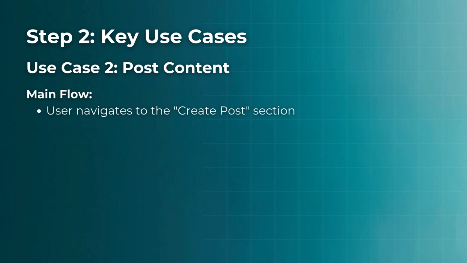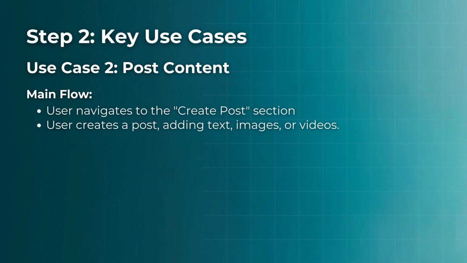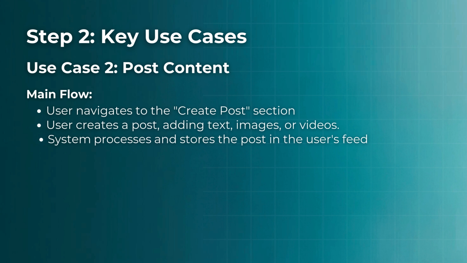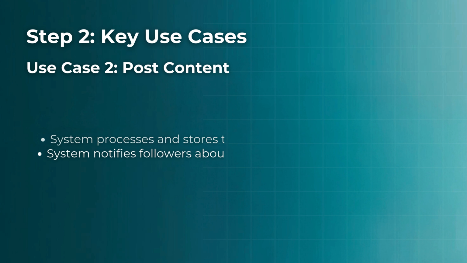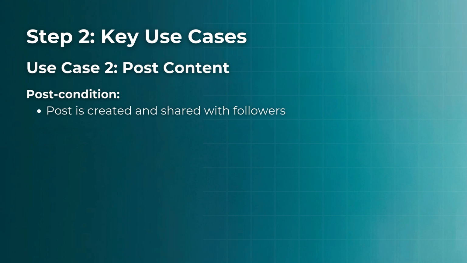First, the user navigates to the Create Post section. They craft their post, adding text, images, videos, or even links. Then, the system processes the post and stores it in the user's feed. Followers then will receive notifications about the new content. When all is said and done, the post is live and engaging followers in no time.